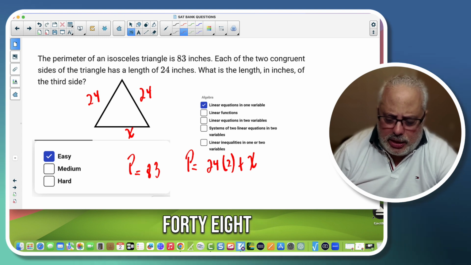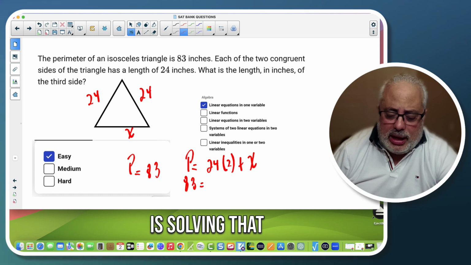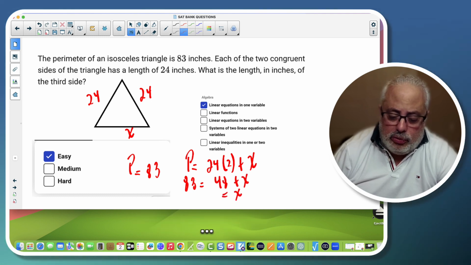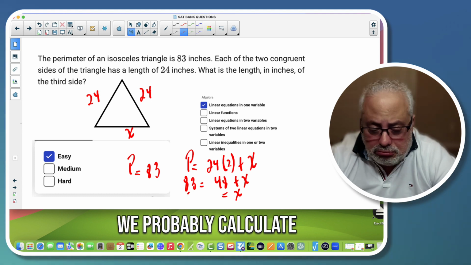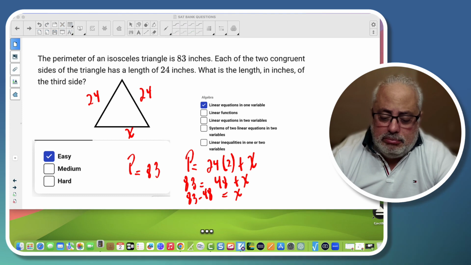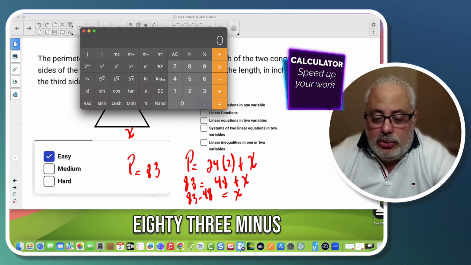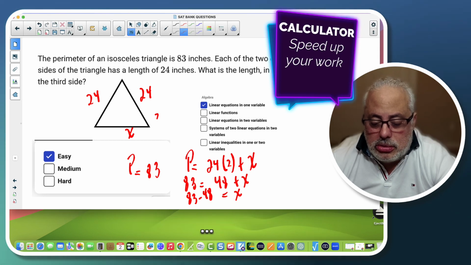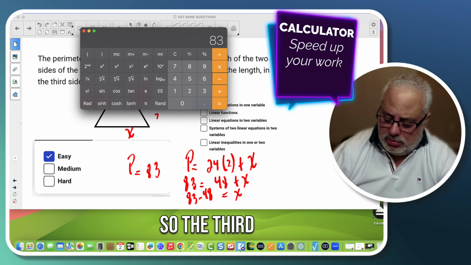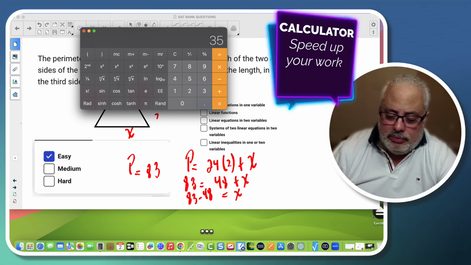24 times 2 is 48. 48 plus x. So the answer is solving that one-step equation. So 83 minus 48. We grab a calculator here and we just subtract, 83 minus 48. And the answer is 35. So the third side is 35.